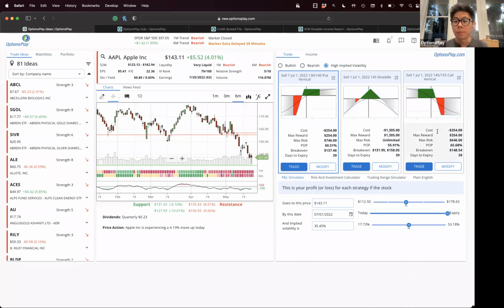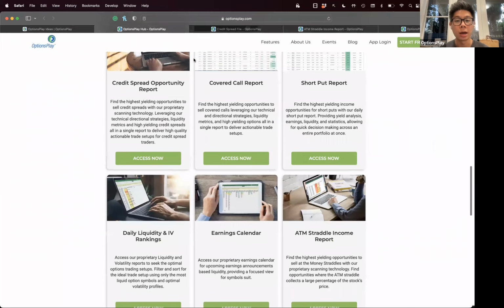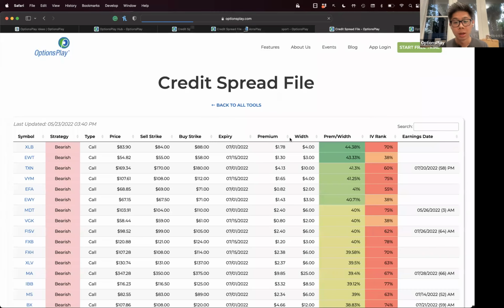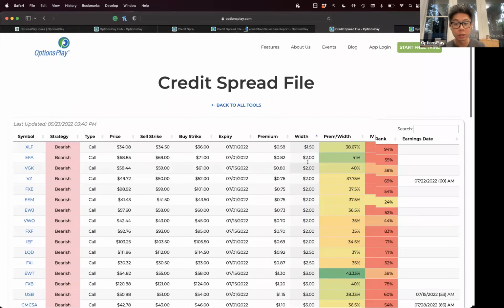Are there cheaper trade possibilities? Yes, Kurt. One of the best ways to do that is if you go to the hub, which you can find by clicking on this button here in the upper right-hand corner, and you go to the credit spread opportunity report, for example. What you can do is simply sort this based on the width column. The width column gives you the amount that you're risking, right?